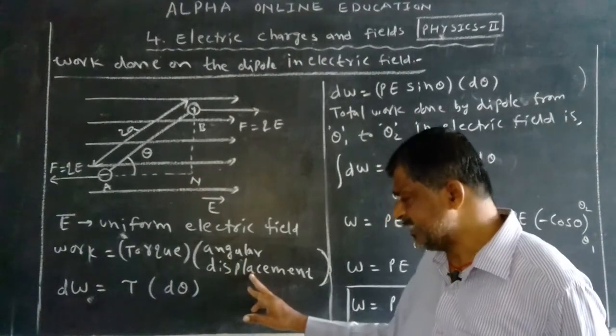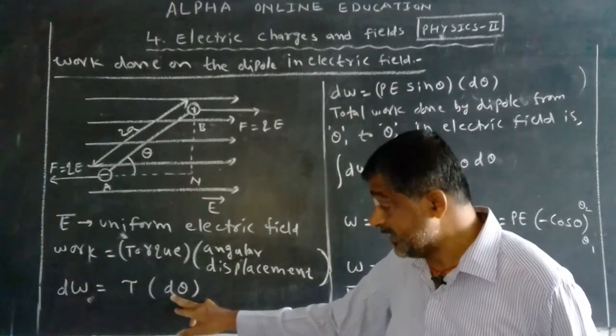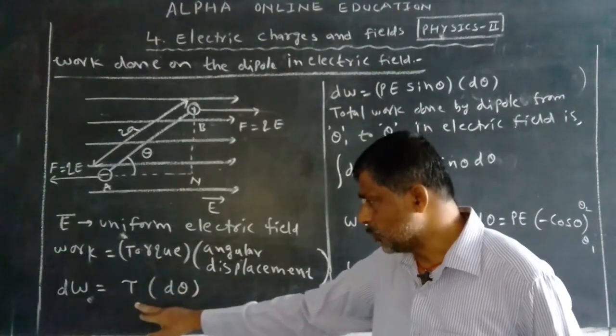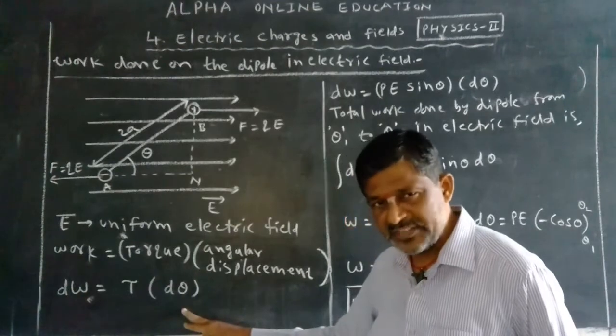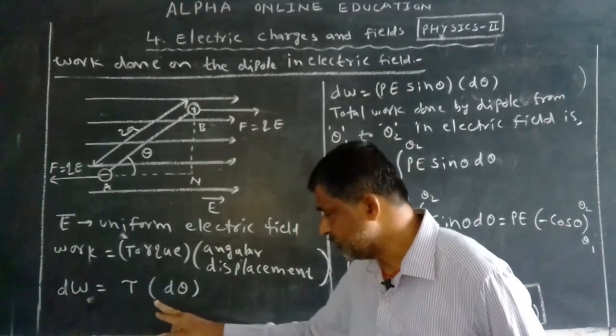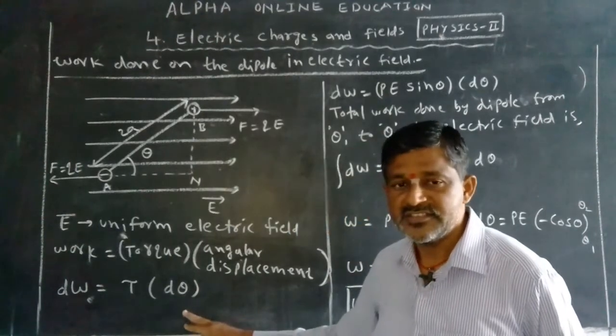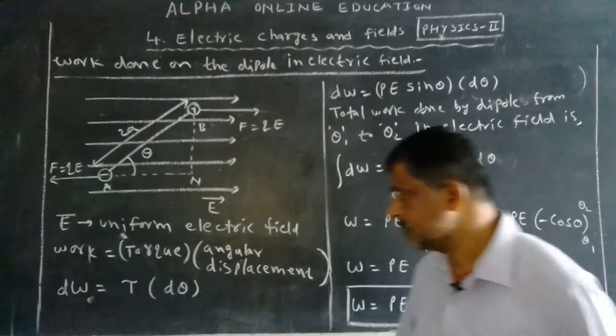Angular displacement is theta, but a small angular displacement is d theta. Torque is tau. Work is also small. Why? Angular displacement is small, so work is also small. That's why dW is equal to tau into d theta. This is very, very important. You must remember this.